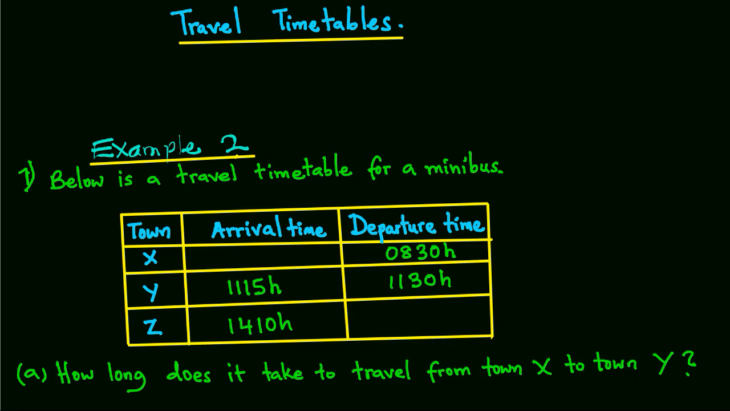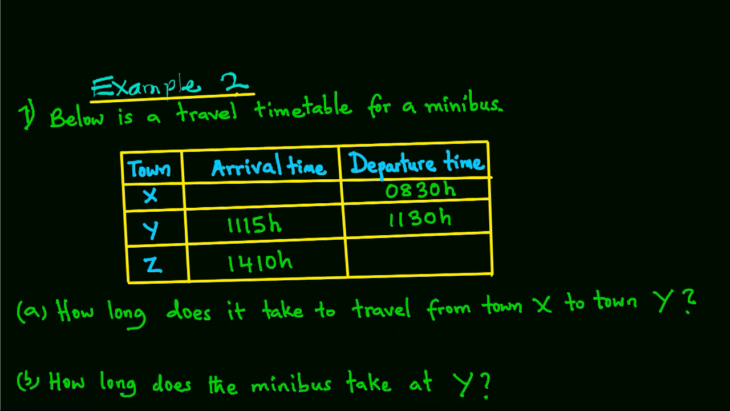So below is an example of a travel timetable for a minibus plying the route between towns X, Y, and Z. So in this table, the minibus departs from X at 8:30 hours and arrives at Y at 11:15 hours. It departs from Y at 11:30 hours and arrives at Z at 14:10 hours.